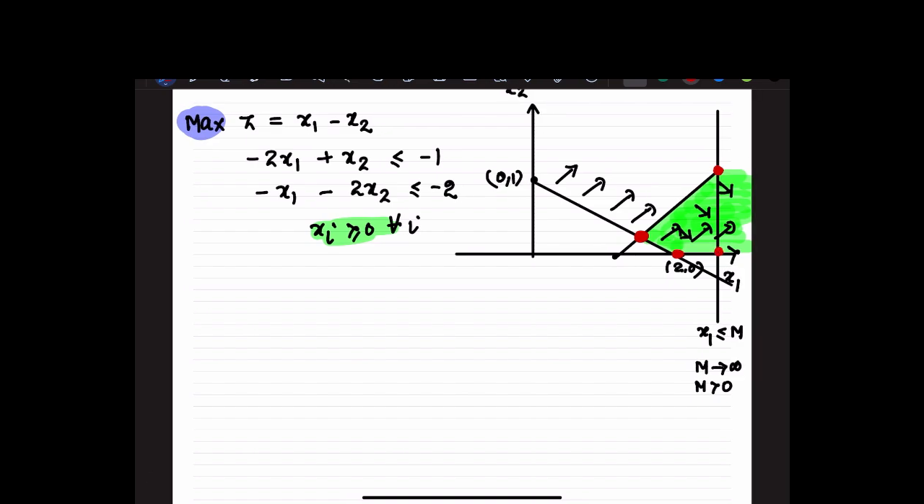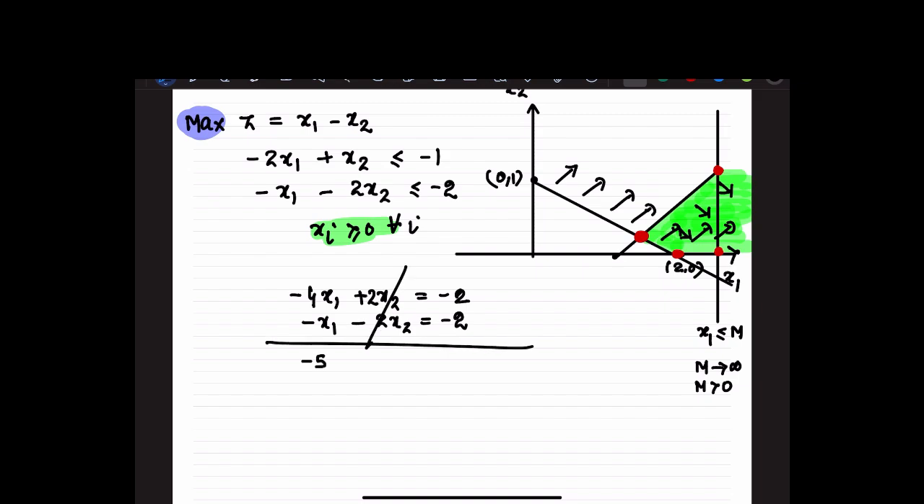So out of these 4 corners, I will evaluate my objective. So first of all, what is this corner? इसका coordinate कितना है? So solve this. -2x1 plus x2 is equal to -1, x1 minus 2x2 is equal to -2. So to solve, what you can do is multiply the first equation by 2. So this would become 4, this would become 2, and this would become -2. And now add. So this is -5x1 is equal to -4. So x1 is equal to 4 by 5.